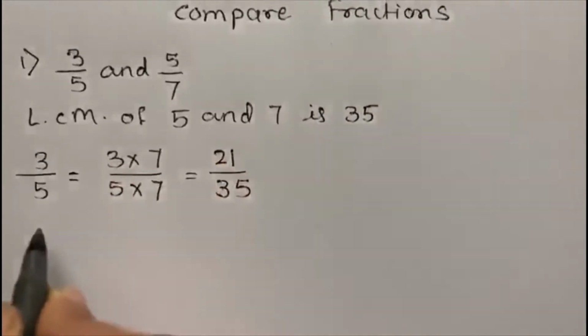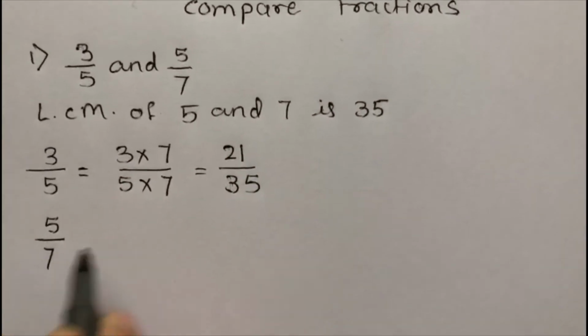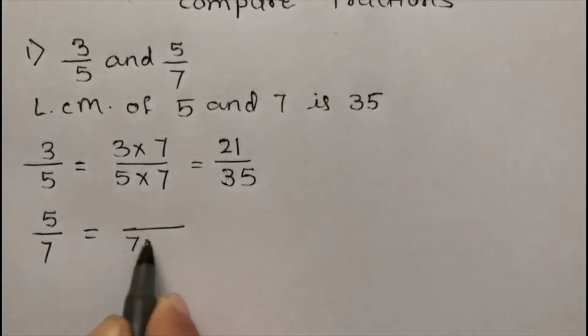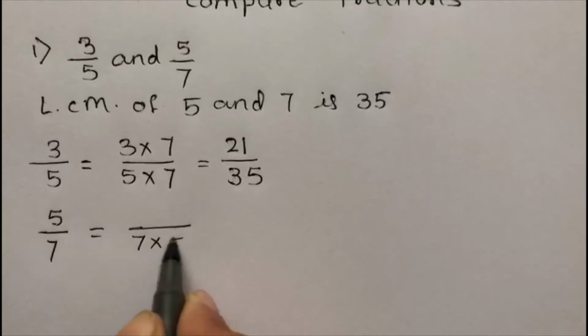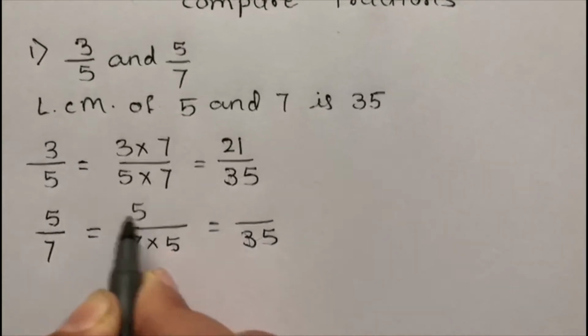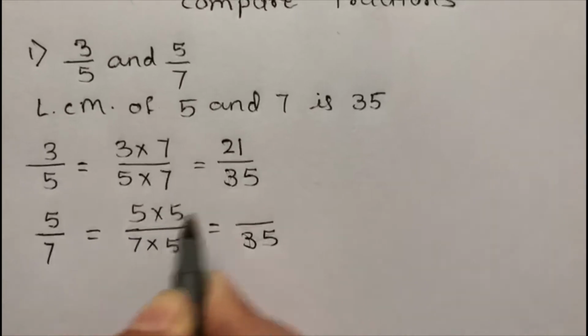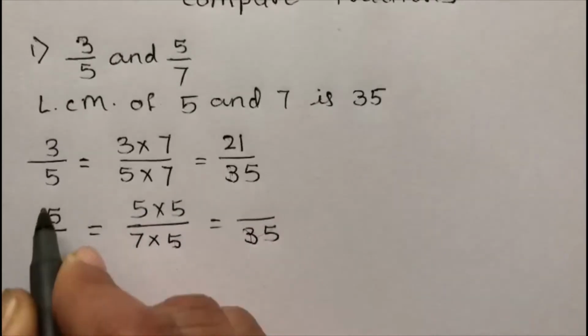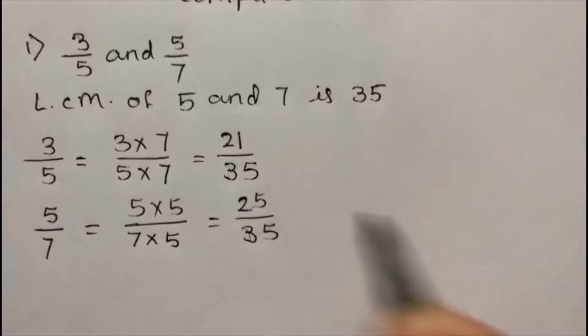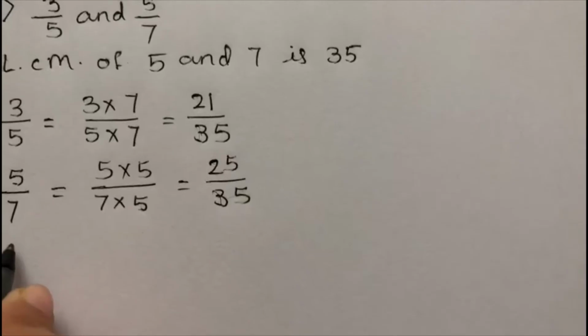Now the second fraction is 5 by 7. So I write here 5 by 7. And we want the denominator as 35. So we have to multiply this 7 by 5. Then 35 comes. And we will multiply this numerator by 5. So the value of this fraction will be the same. That means 25 divided by 35.